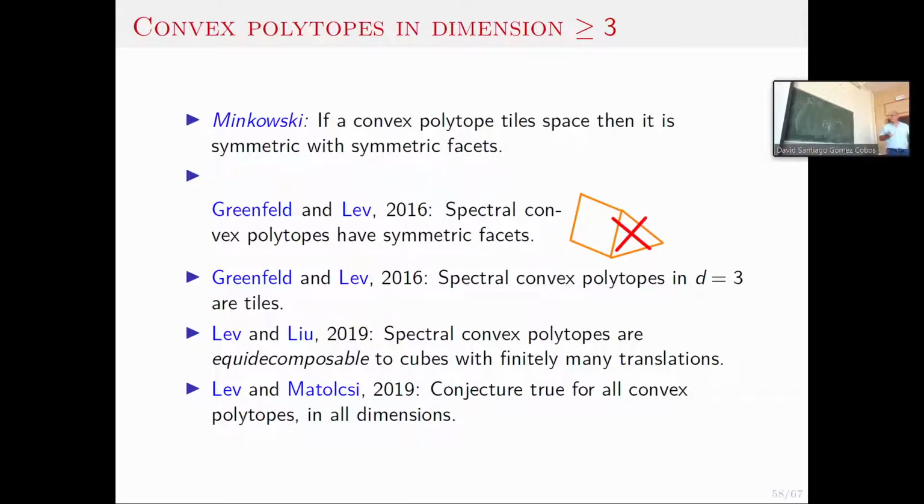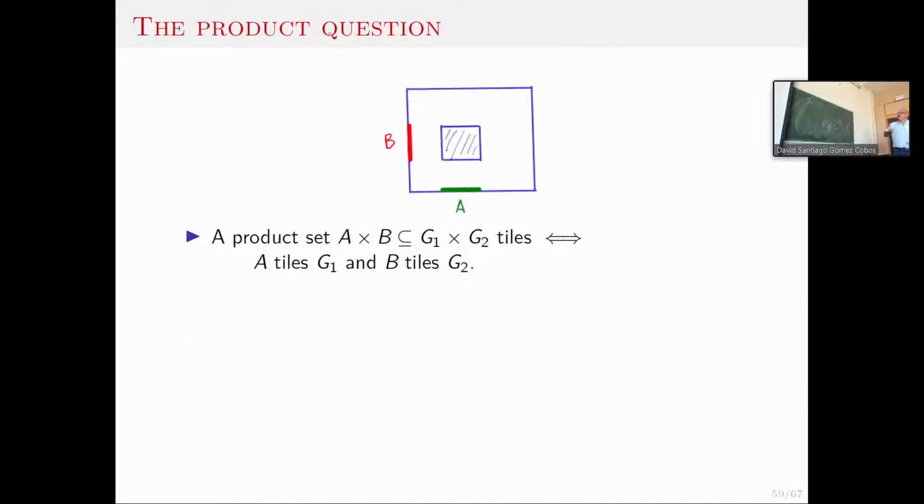People, even Lev himself, were doing incremental things, raising the dimension, but at some point they hit on the right idea and they proved the whole thing. And I will say a few things about that. Now, here's a related question.